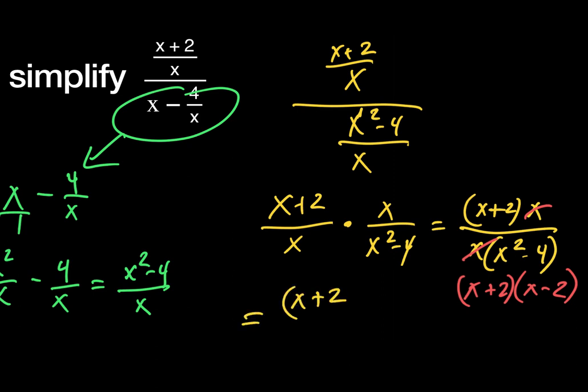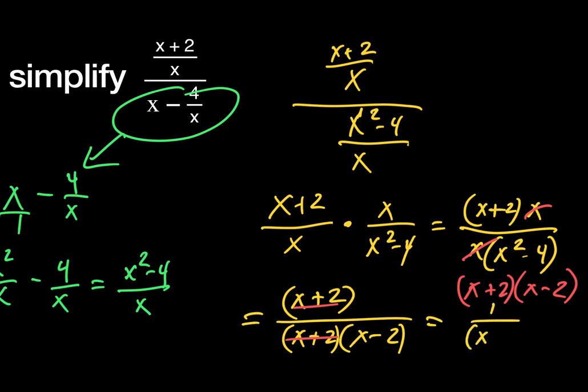In the numerator, I have x plus 2. In the denominator, x plus 2 times x minus 2. We got rid of the x's because they reduced. So do the x plus 2's. It reduces to 1 over x minus 2. And then that would be it. That's as far as you could go for simplifying that rational expression.